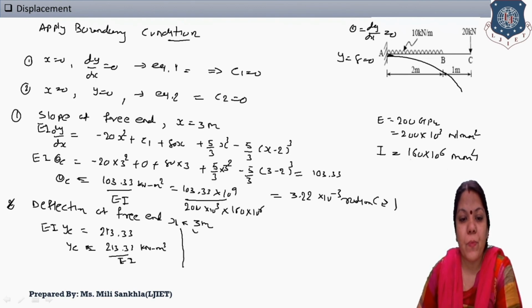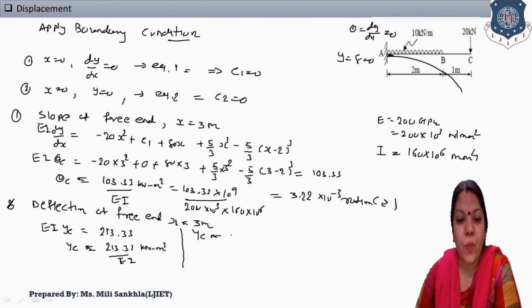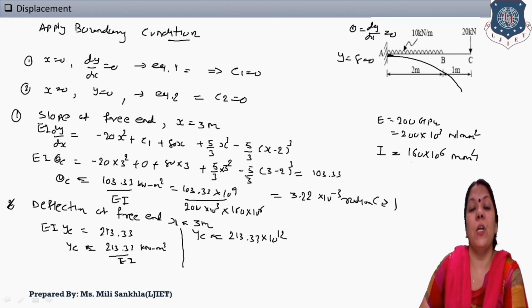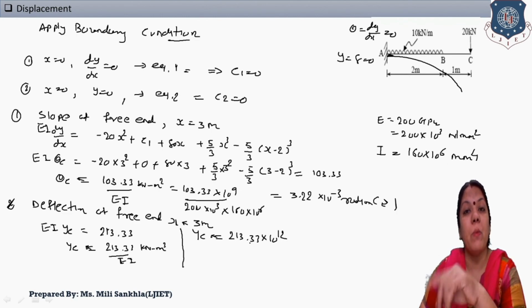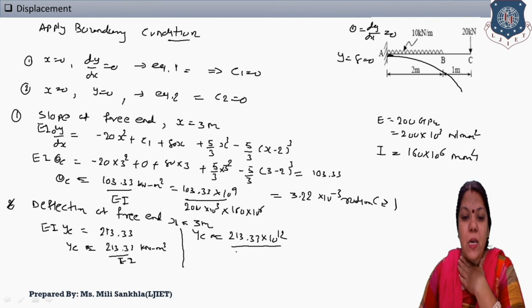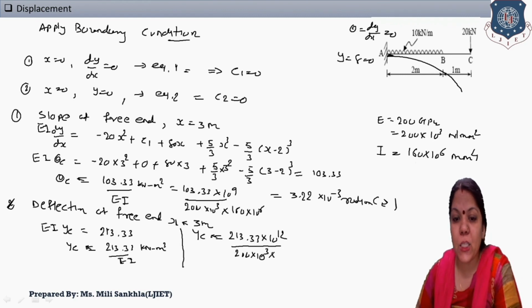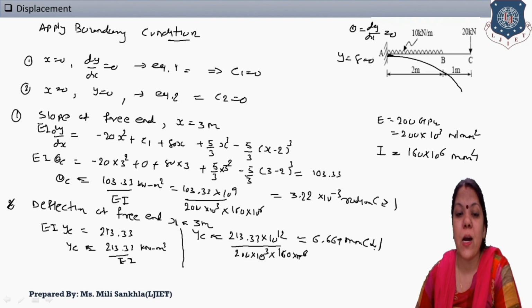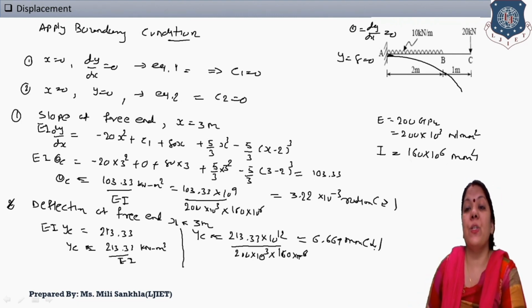Now what is YC? YC is equal to 213.33 into 10 raised to 12, because conversion of 1 kilonewton meter cube is 10 raised to 12 Newton mm cube. Okay, and divide by EI. E is equal to 200 into 10 raised to 3 and I is equal to 160 into 10 raised to 6. Okay, and answer y is equal to 6.669 and unit is mm, plus answer so it indicates downward direction, that is the deflection at free end.